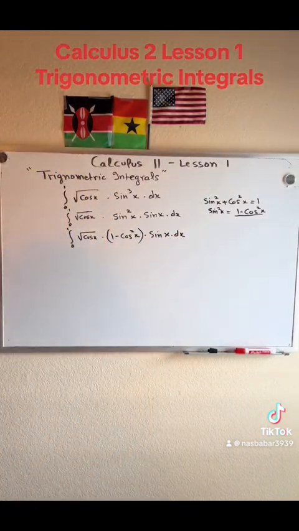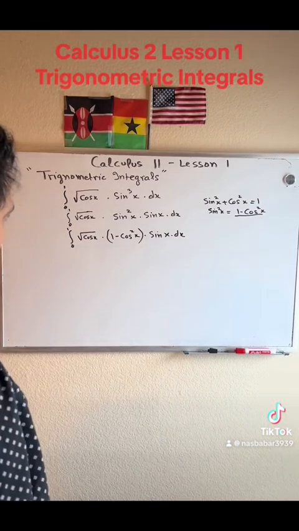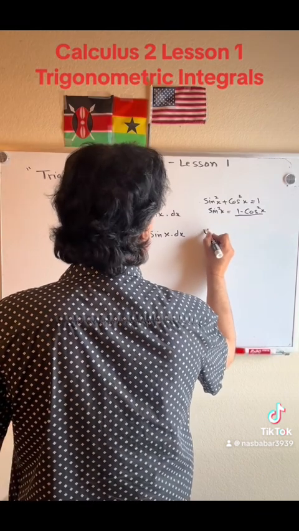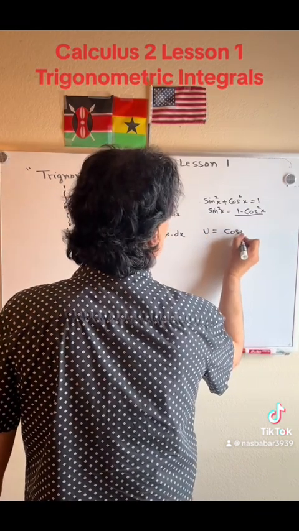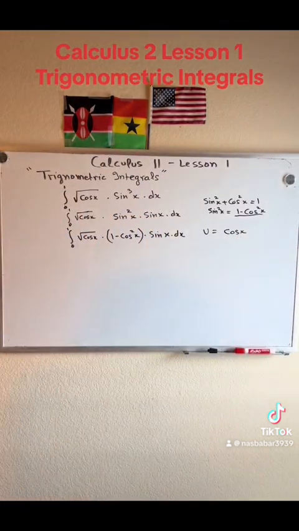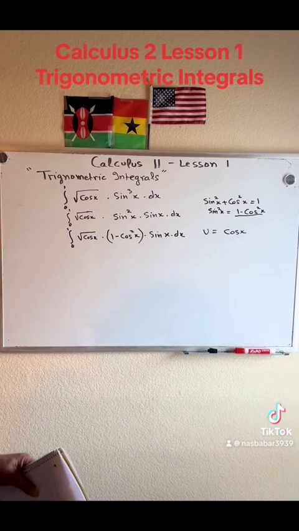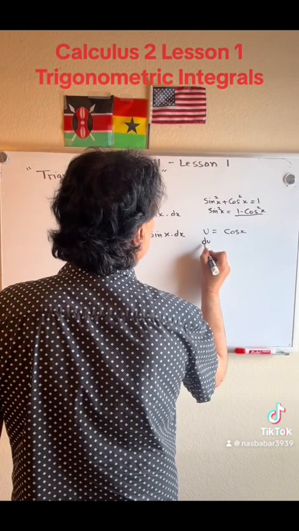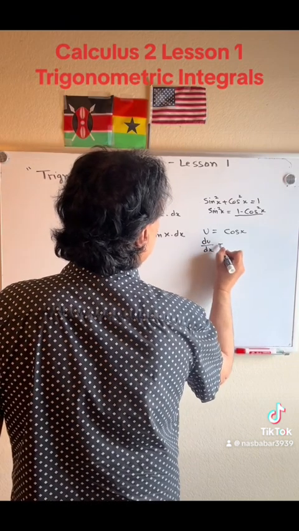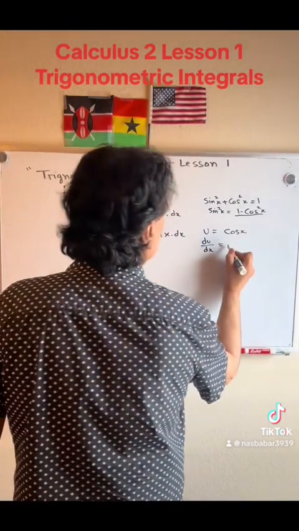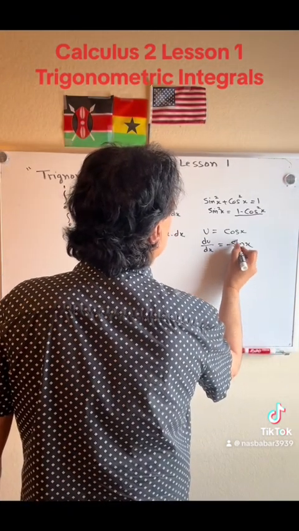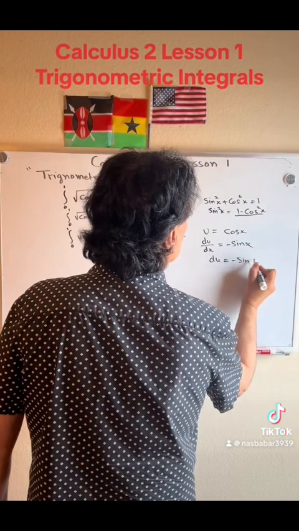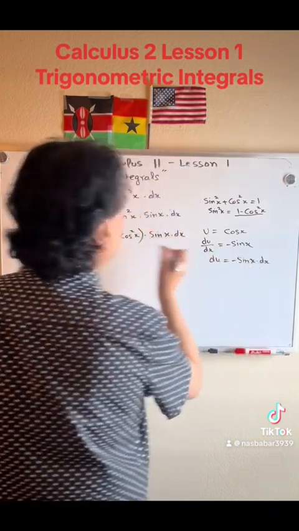All right, now we have to do substitution. So how are we going to do substitution? Let's say u is equal to cosine of x. We've been doing substitution in Calculus 1, but we're going to use that in Calculus 2 also. So if I take the derivative of u with respect to x, it is going to be minus sine x. Then I can say du is equal to minus sine x times dx. Would you not agree with that?